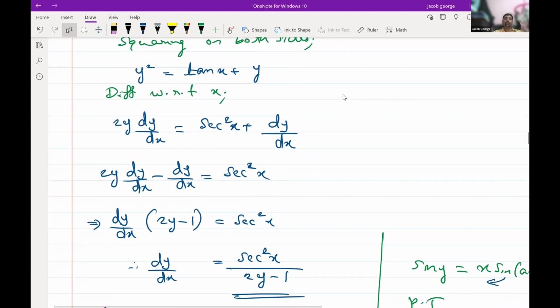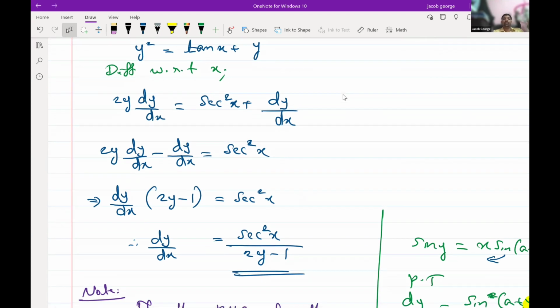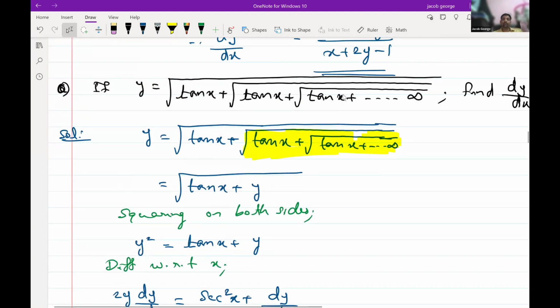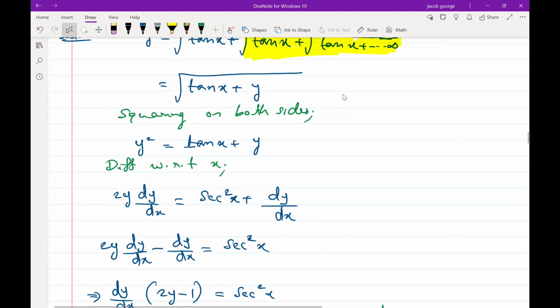Then after that, we differentiate with respect to x. Derivative of y square is 2y into dy by dx, and the derivative of tan x is sec square x, plus dy by dx. Then dy by dx should be taken to the left side, and we have to find out dy by dx from there. That root of combined question, is it clear? Sir, on the left side, how did we get 2y dy by dx? Derivative of y square is 2y. Then by chain rule, derivative of y with respect to x is dy by dx. Oh, okay, sir. Is it clear?